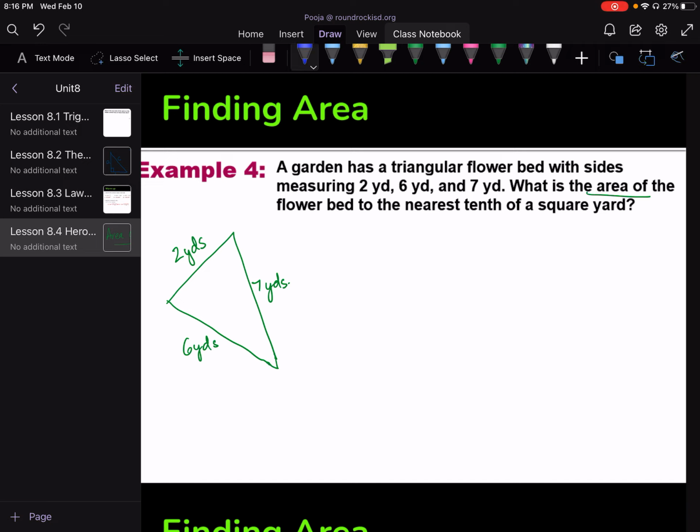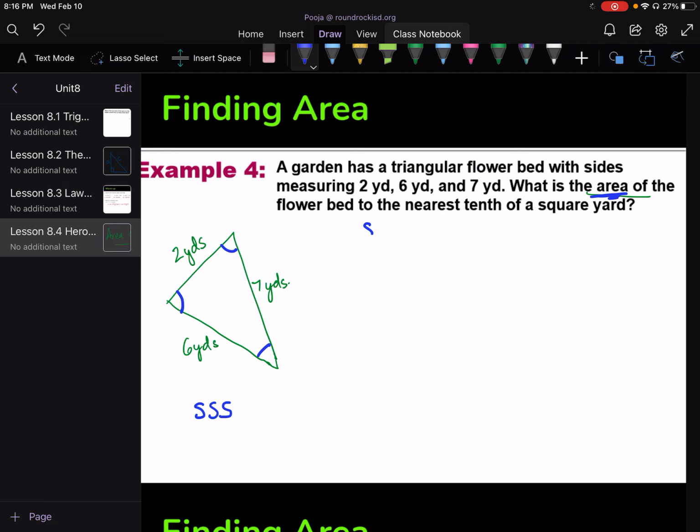Now, keep in mind, this is not asking me to solve the triangle. It's not asking me to find the 3 unknown angles. It's only and only asking me to find the area. So you just have to figure out which formula to use. In that situation, it's best to first see the triangle and identify the triangle. Since all 3 sides are known, this is the SSS type of triangle. That's the situation when Heron's formula can be used.